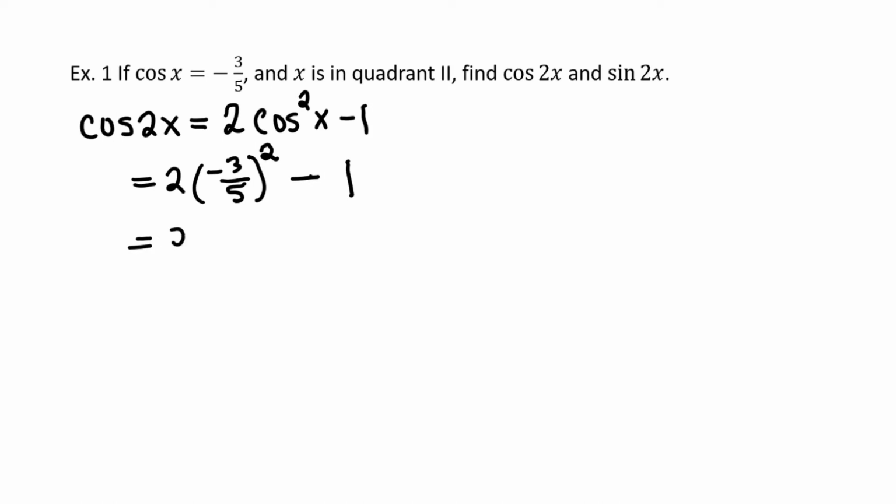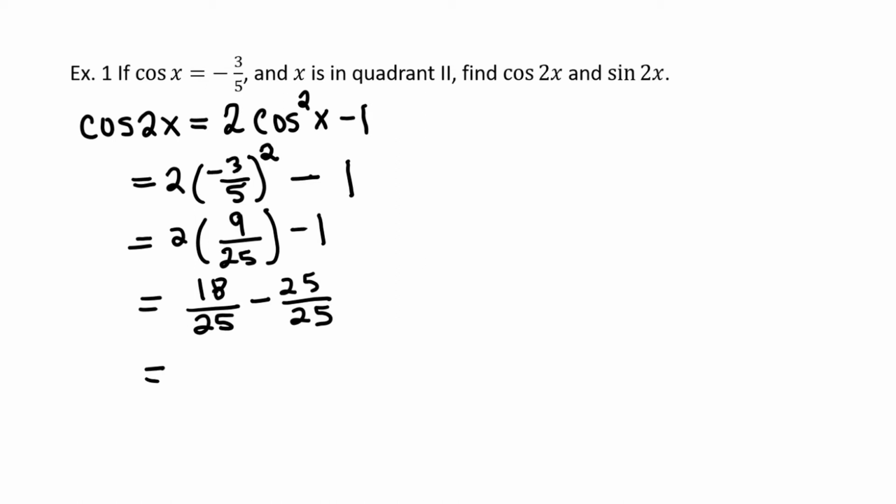So we will have 2 times -3 times -3 is 9, 5 times 5 is 25. Still minus 1. 18 divided by 25 minus, let's go ahead and get a common denominator for the 1. So it'll be 25 25ths. And performing the subtraction, we get that cosine 2x for cosine x equals -3/5 is -7 25ths. Let's continue with sine of 2x.